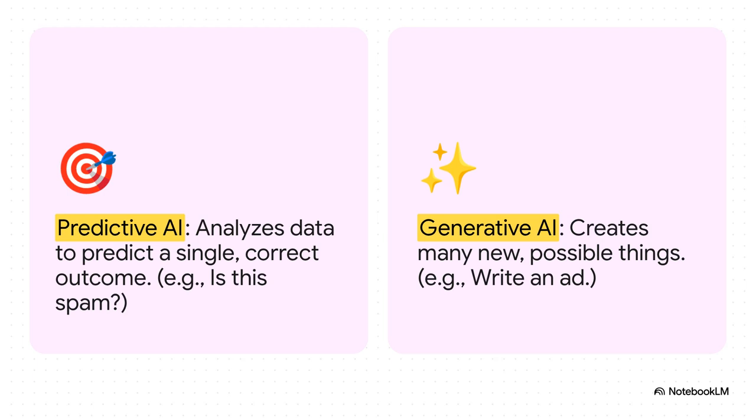So when you boil it all down, you've really got two main flavors of AI today. On one side, there's predictive AI. Its whole job is to look at a pile of old data and give you one single correct answer. Is this email spam? Yes or no? On the other side, you've got generative AI. Its job is to create a whole bunch of new possibilities. Give me 3 different ad slogans. Make me a picture of an astronaut riding a horse. It's the difference between judging something that exists and creating something that doesn't.